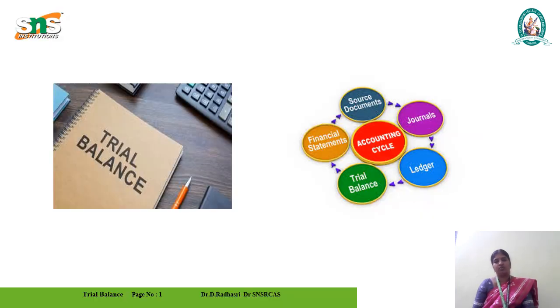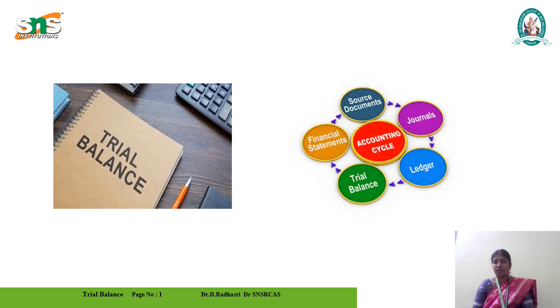For the trial balance, first we want to know the source document we are handling in the business. In that way, the journal entries can be categorized. We have already seen what journal entries are, and the next step after the journal entries is known as the trial balance.